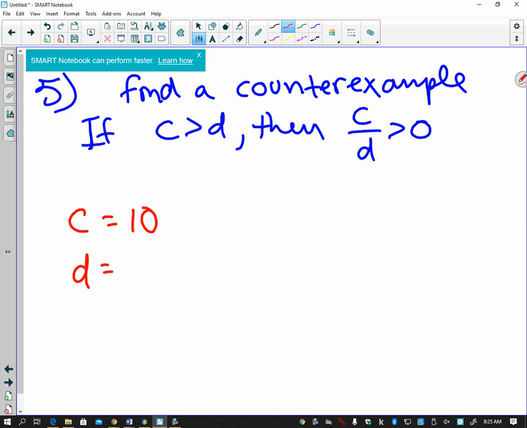So is a negative value going to be less than 10? If I divide 10 by a negative number, am I going to get a negative number? All right, so give me a negative number. Negative 5? Is 10 greater than negative 5? Yeah. Is 10 divided by negative 5 greater than 0? No. So is it a counterexample? Yes. So we're looking for a value for C that's greater than the value of D, but whenever I plug them in over here, I get an untrue statement. That's what we're looking for. Does that make sense?